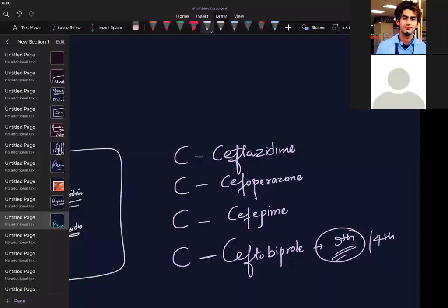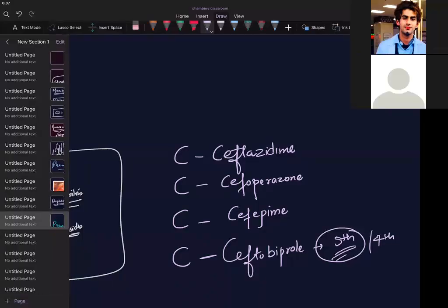I taught you last time that first generation is more effective against gram positive. Second generation is less effective against gram positive than the first, but has nice gram negative coverage. Third generation is active against gram negative resistant organisms. Fourth generation possesses activity against gram negative organisms, including Pseudomonas. And fifth generations are also effective against MRSA and Pseudomonas. So this you should not forget.